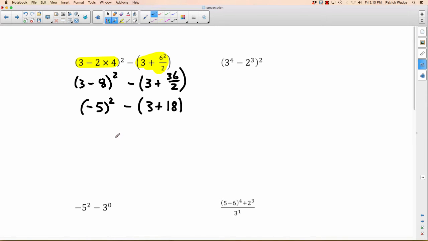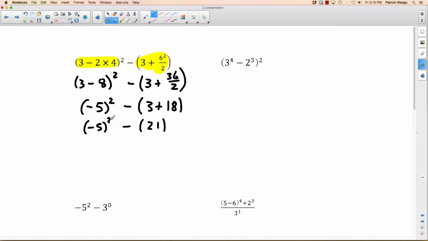All right, brackets. We still have brackets. Is there anything to do in this bracket? No, there's not. So you could probably do this step if you want, but I'll just rewrite it. Minus. You can definitely do this bracket. 3 plus 18, 21. Okay, now we can do this exponent.